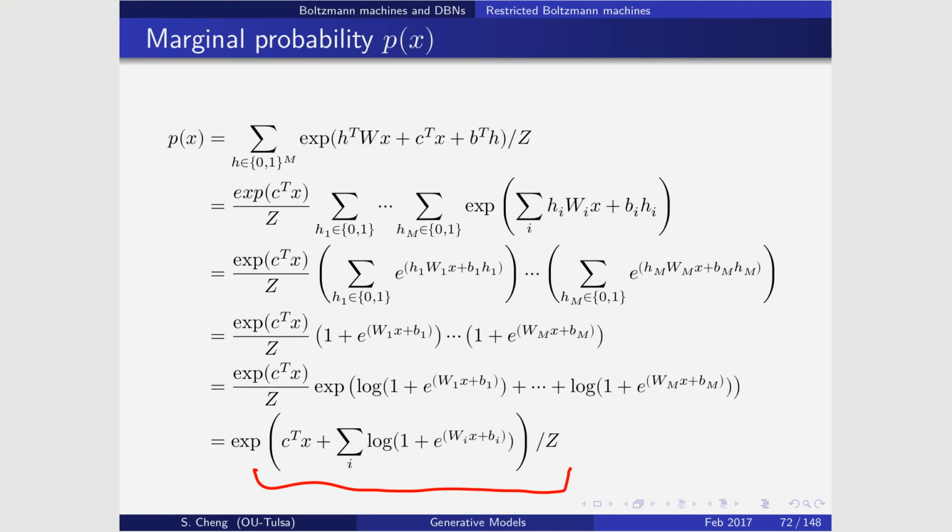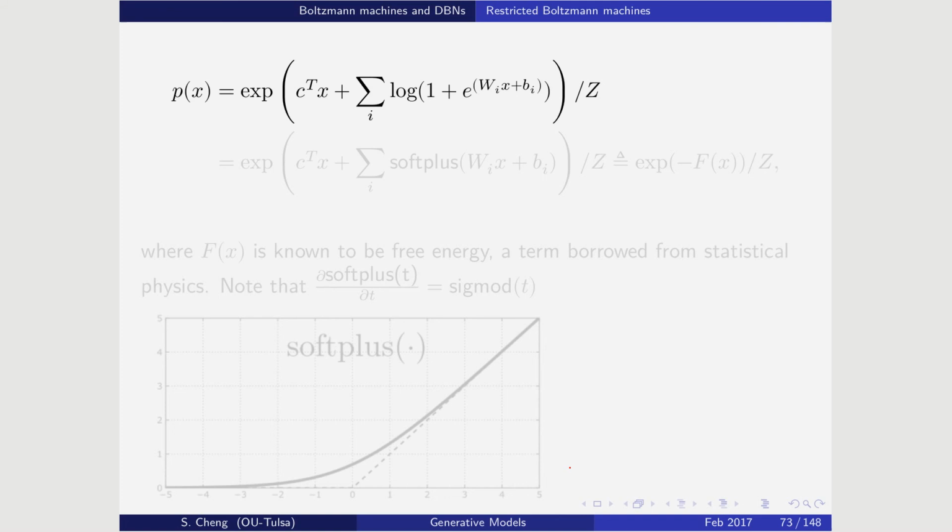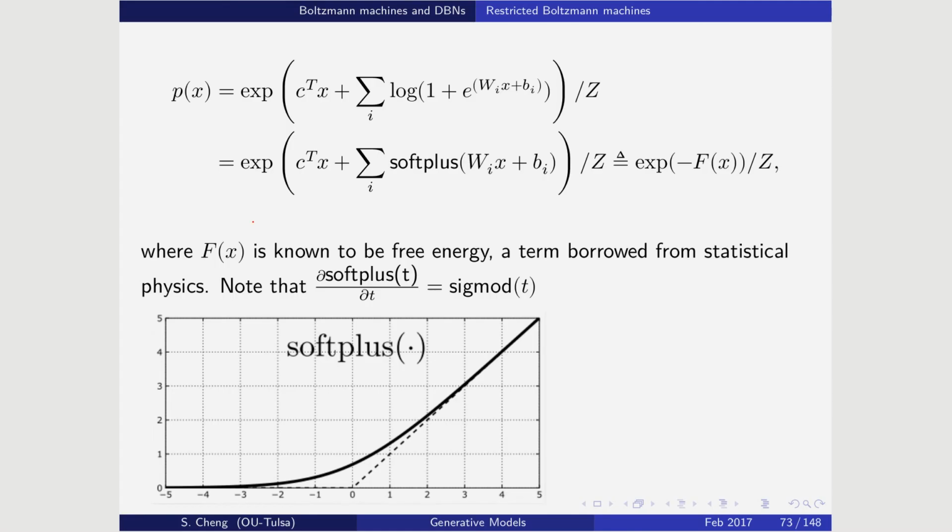And this, I just copied from the previous slide here. By the way, this function has a name, this log of 1 plus exponential something. It's also called the softplus function. It has a form like this. It's basically the integral of the sigmoid function. And this whole thing here in terms of x, in physics they have a name for that, called the energy function, like the free energy function.